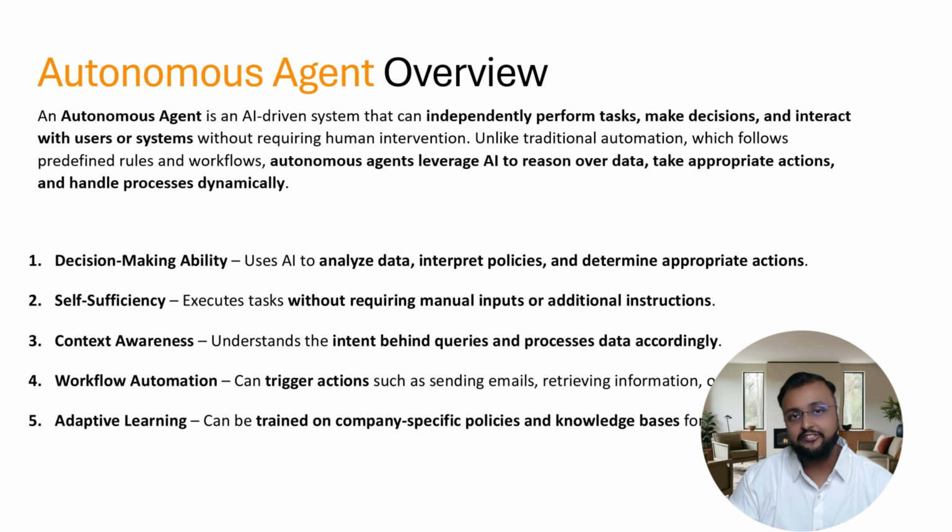Now, the first question that arises in our mind is: what is an autonomous agent and how will it make our life simpler? Let me tell you, an autonomous agent is an AI-driven system that can independently perform tasks, make decisions and interact with users or systems without requiring human interaction. Unlike traditional automation, which follows predefined rules and workflows, an autonomous agent leverages AI capability to reason over the data, take appropriate action, and handle the process completely dynamically.